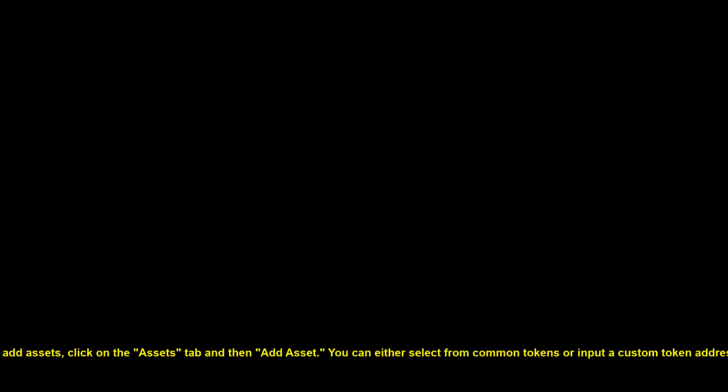To add assets, click on the Assets tab and then Add Asset. You can either select from common tokens or input a custom token address. After adding assets, you can start creating transactions.